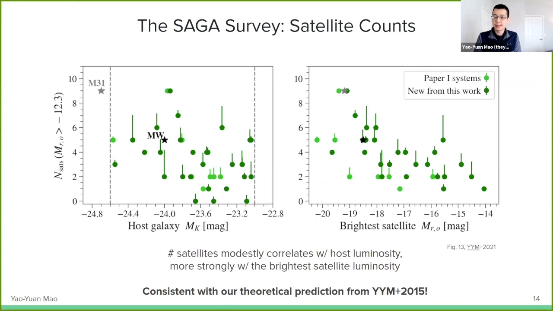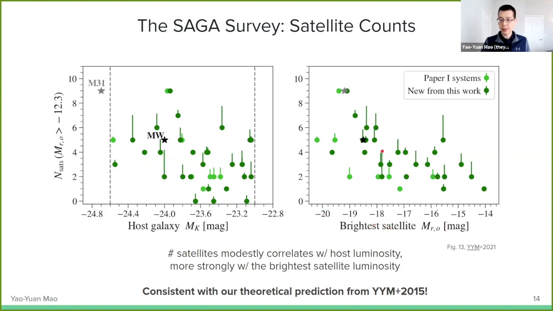Here's another way to see a similar thing. This spread in the luminosity function is correlated with the host galaxy K-band luminosity. This is the number of satellites as a function of the host galaxy K-band luminosity, which is a tracer for stellar mass. We also know that it correlates with the dark matter halo of the system. So you can see there is a correlation there. We expect that since brighter hosts are more massive, they host more satellites.